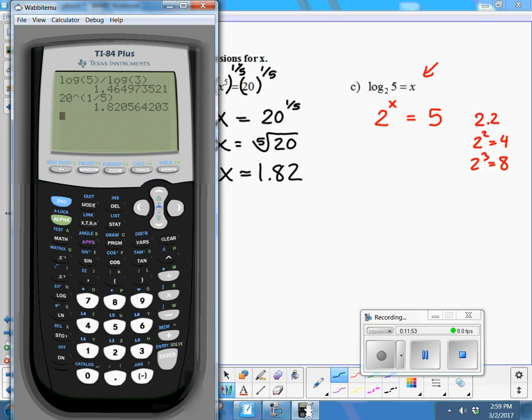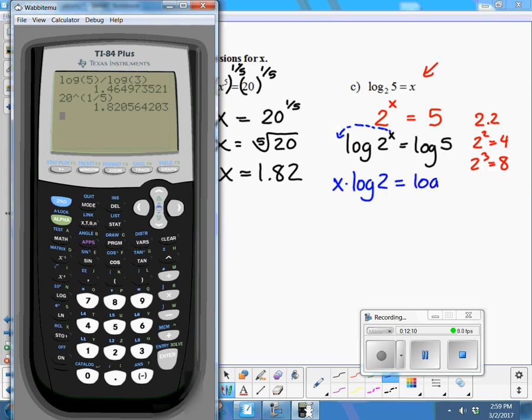Same thing. We're going to take the log, same thing as part A. We're going to take the log of each side, so I get log of 2 to the x equals log of 5. And then we're going to take that little x and swing him out front and say x times log of 2 equals log of 5. And then we can divide both sides by log of 2. And whack-a-doodle, we get x equals something the calculator's about to tell me.